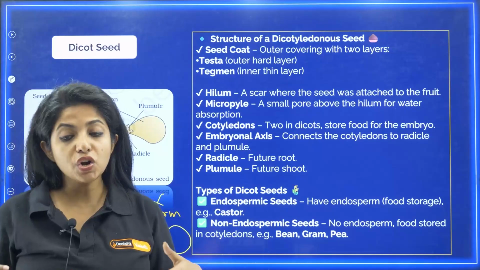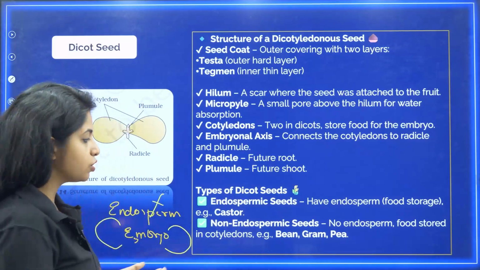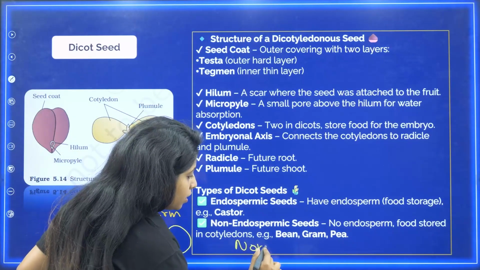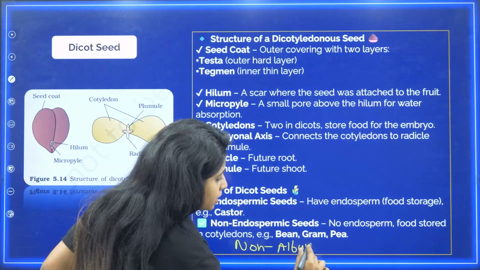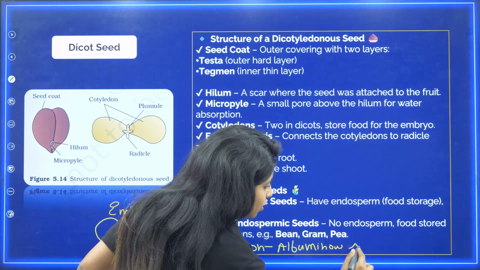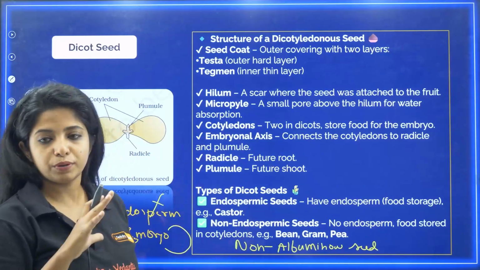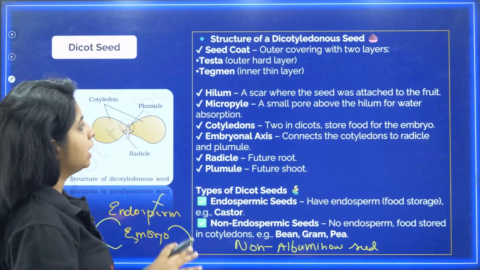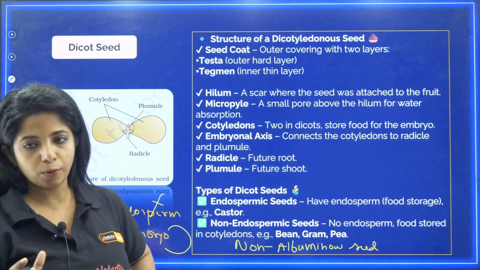What do you call this? Non-endospermic condition, and you also call this non-albuminous seeds. There is no endosperm persisting out there. Now let's see the structure of how it is there.